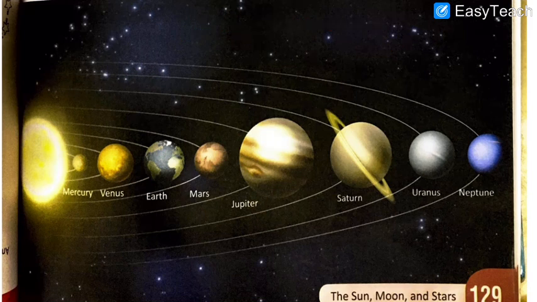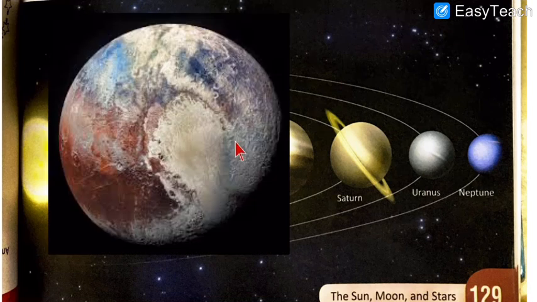on the moon. At last, I would like to show you the picture of Pluto, which is now not considered a planet. So dear children, this is Pluto, which is not considered now as a planet. Otherwise, there were 9 planets.